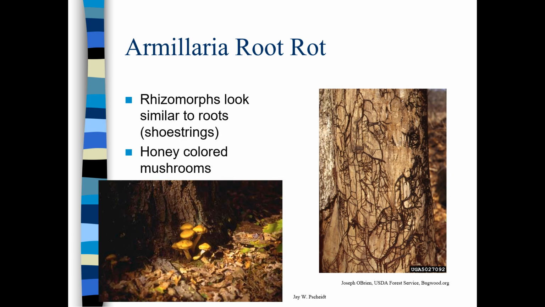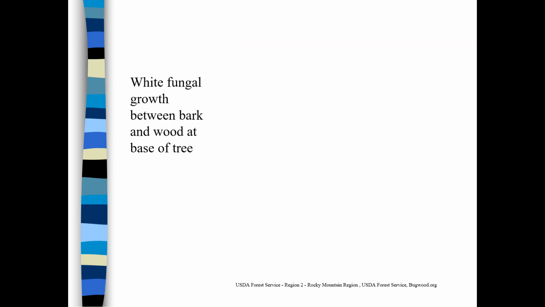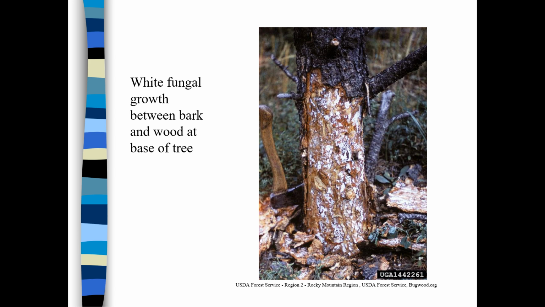Rhizomorphs are similar to roots. This is where you get the name shoestring fungus, but this is the mycelium of this fungus, and this would be under the bark. This is what you would see. And again, here's this honey-colored mushroom that you might see. And here's some white fungal growth you would see between the bark and the wood at the base of the tree.